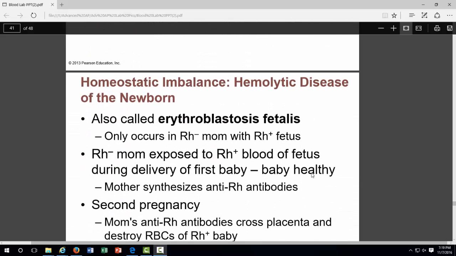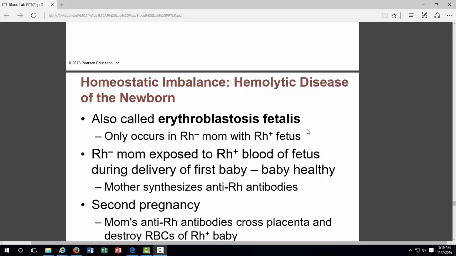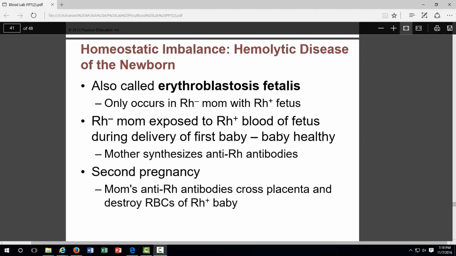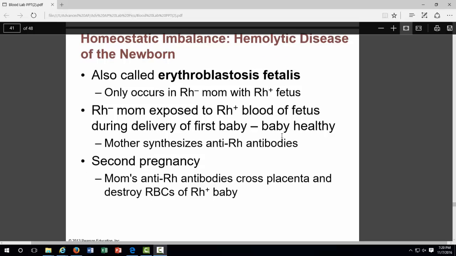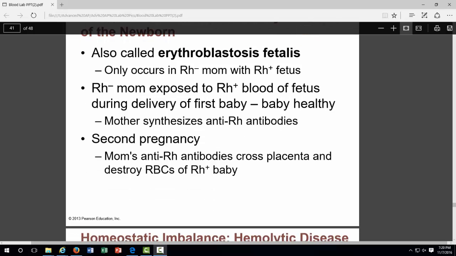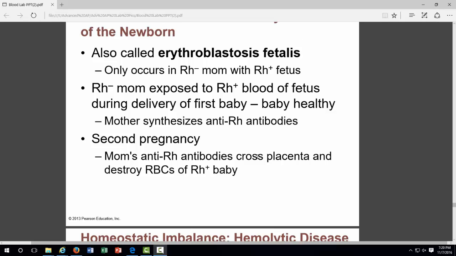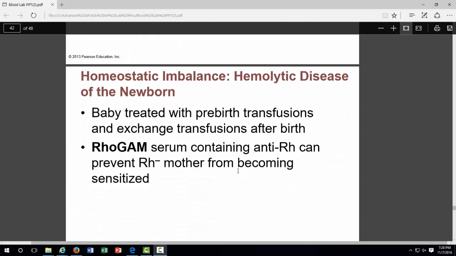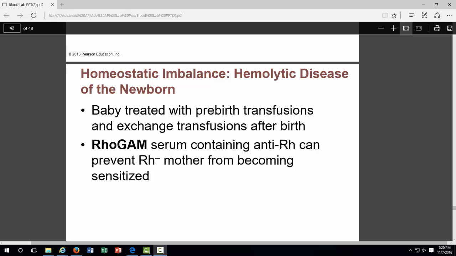Okay, so what happens, it's called Erythroblastosis Fetalis. So it happens in the fetus, and again, something we want to avoid, so we always make sure right when we find out whether it's their first or second pregnancy that they get that Rhogam. So it contains the antibodies.